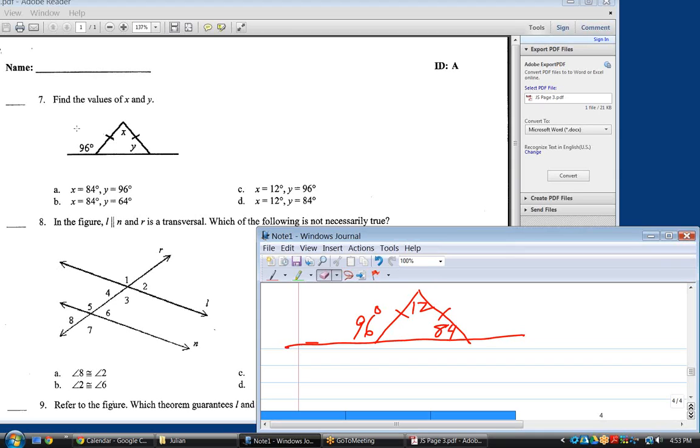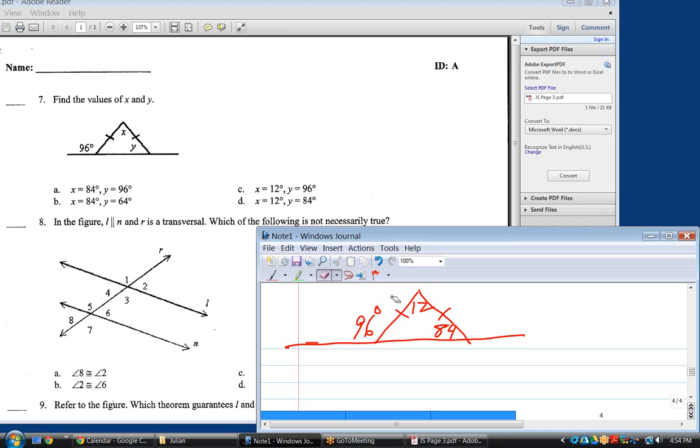So I could have answered this question in one step had I applied that. Since I know that 96 has to be equal to x plus y, D is the only answer that fits. And that's worth knowing.